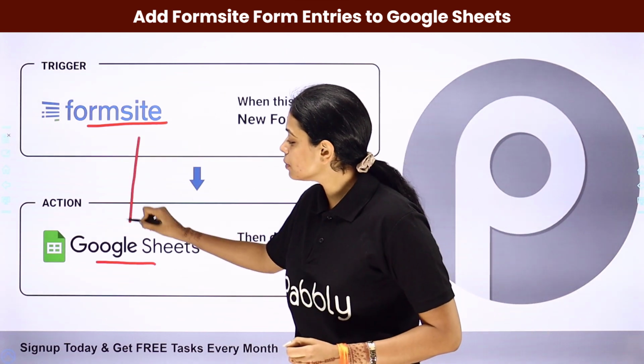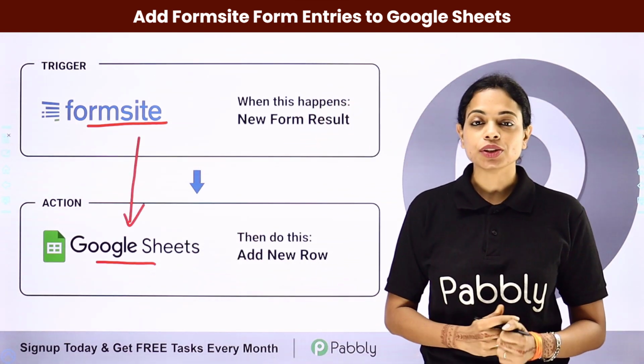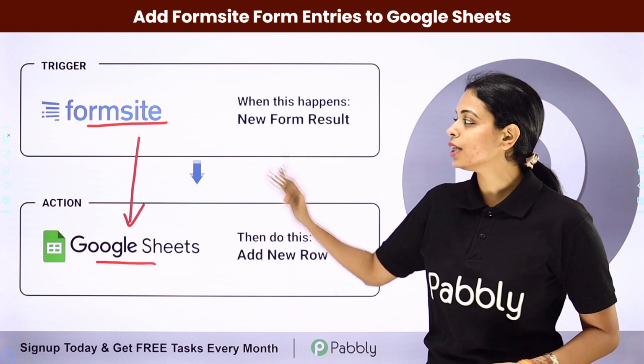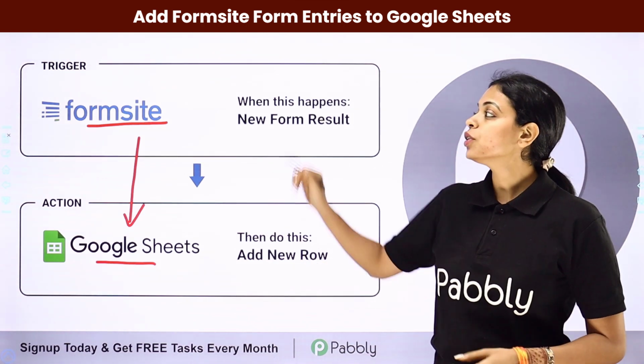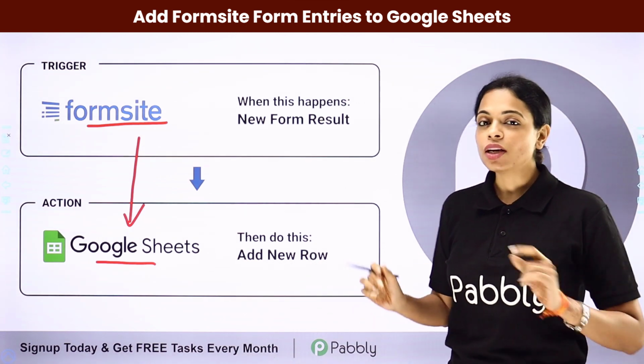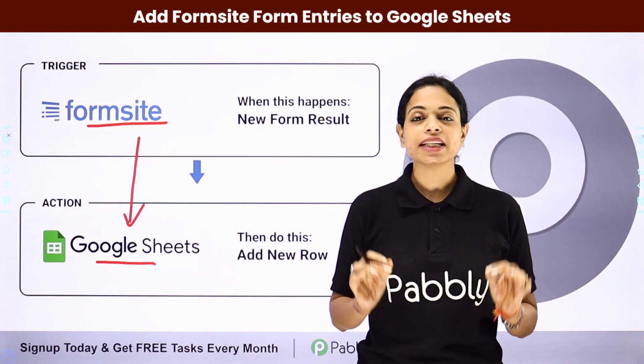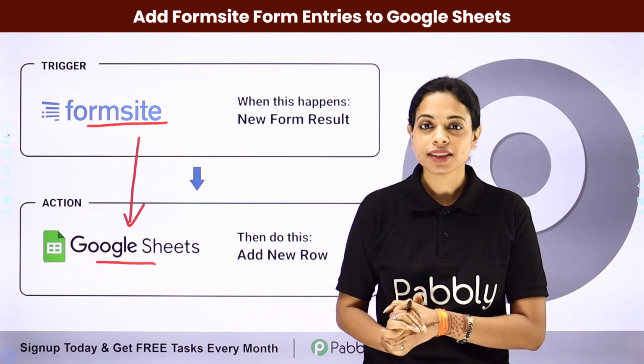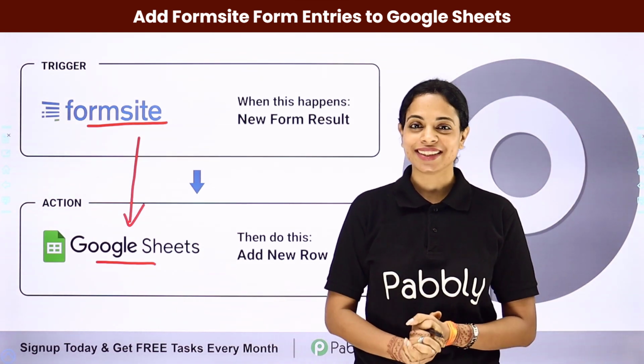For this, you will have to set up some integration between the two applications, and the same thing can be done using Pabbly Connect software. Here, your trigger application would be Formsite, your action application would be Google Sheet. Now, how can you do this yourself, integrate and automate this entire process? To understand that, let me take you to my screen.